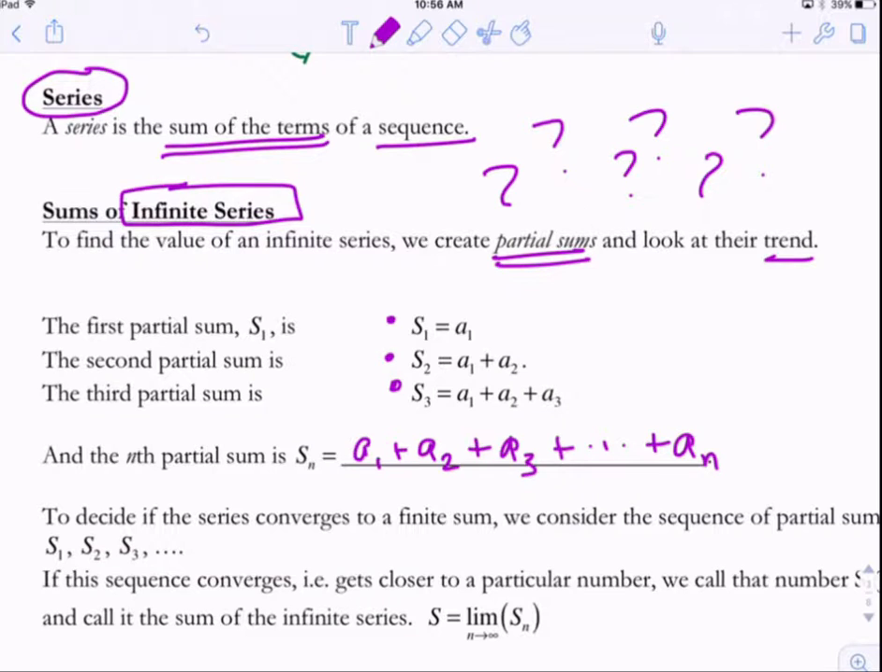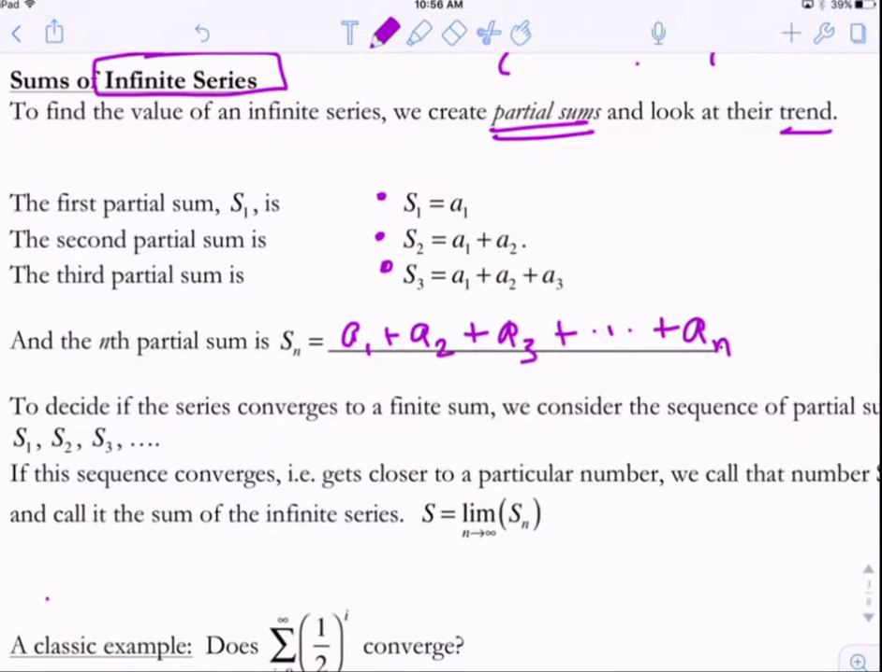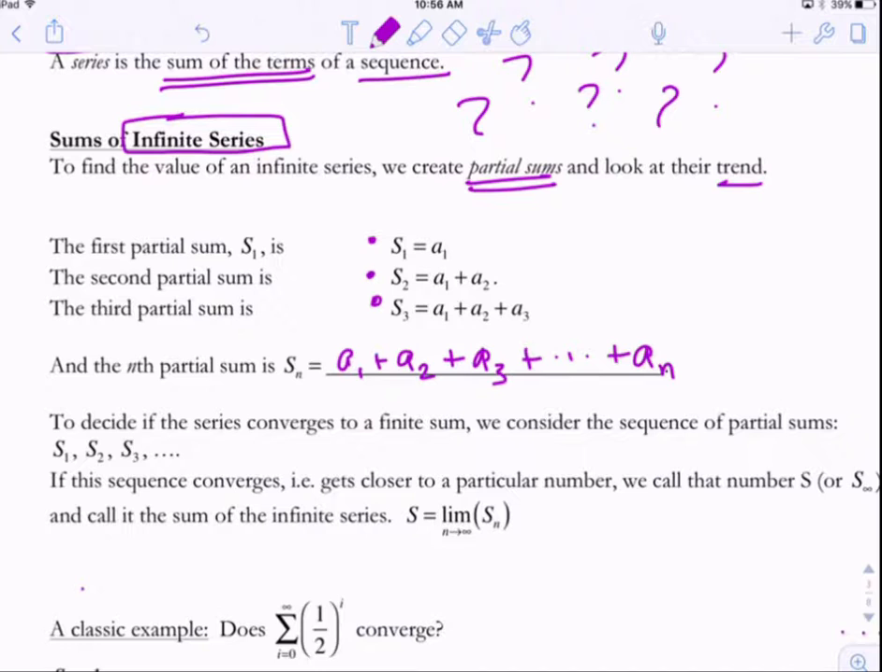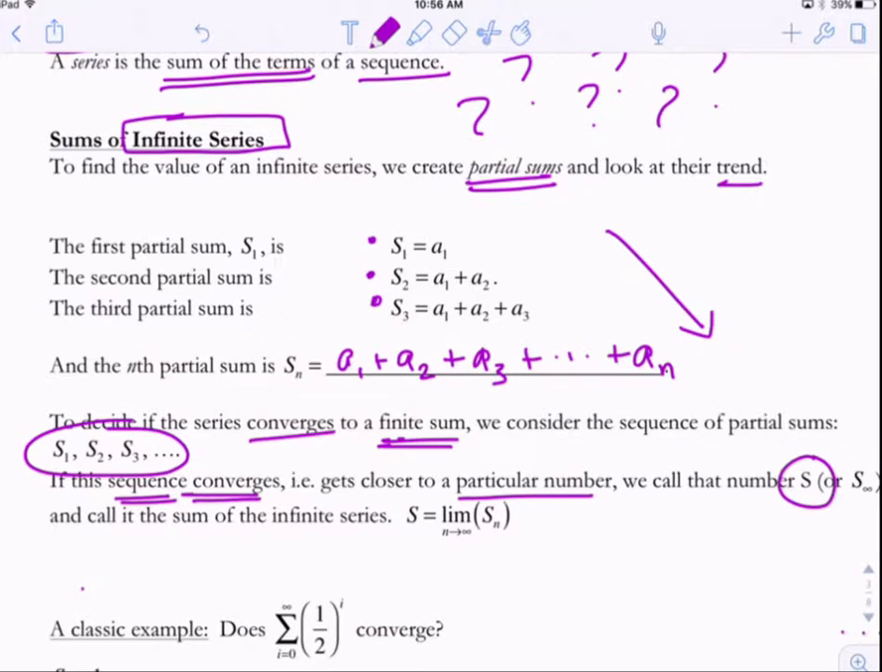And when we want to say, does an infinite series converge, right? Does the series converge to a finite sum? You look at this sequence and you see what is happening. So we look at this sequence and we decide if this sequence converges. Do the partial sums get closer and closer to a particular number? If they do, we're going to call that number S the sum, and we'll say that that's the sum of the infinite series.